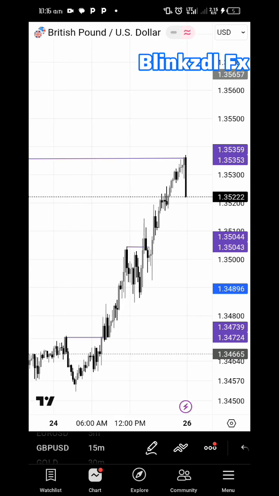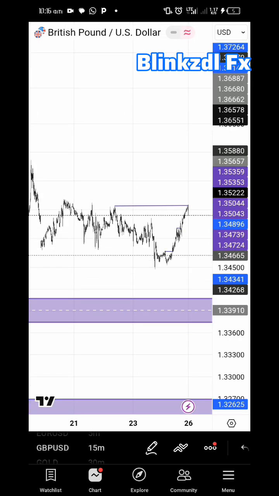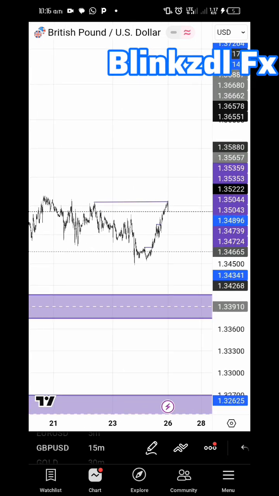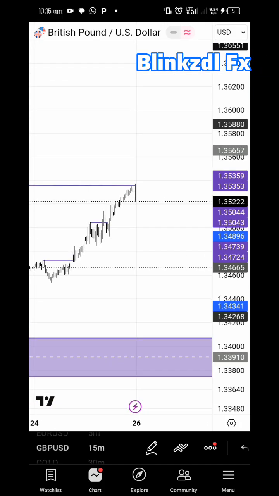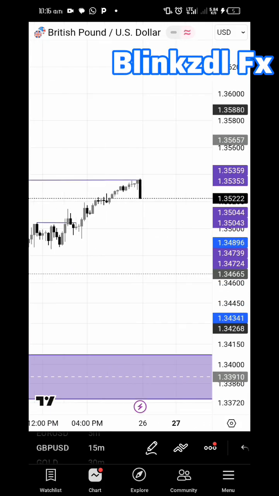Yes. So let's look at it very well. So that was a change of character. So what do we see? We wait for price now to start giving us a kind of pullback. So that is when you now use your internal structure to look for probable points of entry.